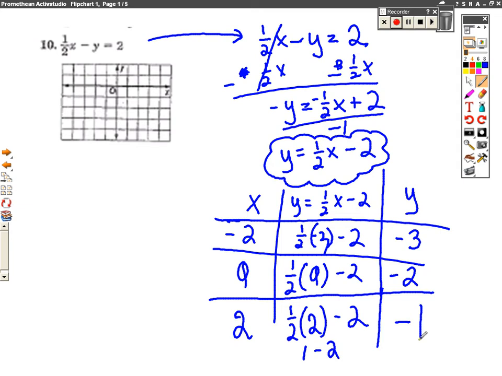So I'm going to go ahead and plot those points. -2, -3. 0, -2. And last, 2, -1. And you're going to see it forms a line. You're going to use a ruler and make sure you draw a straight line. And there is your graph of that equation.